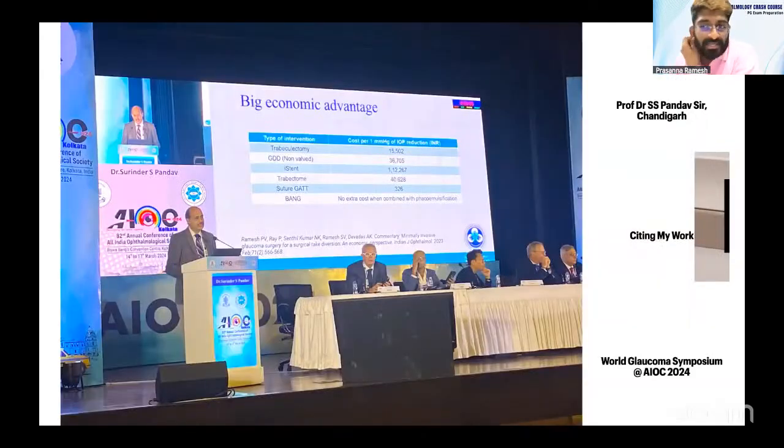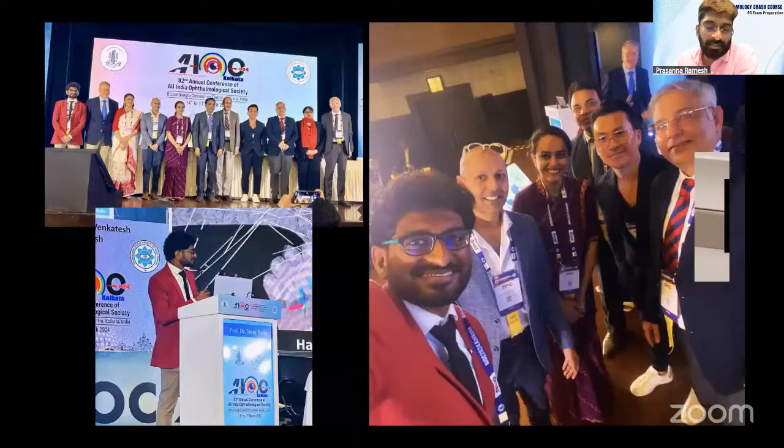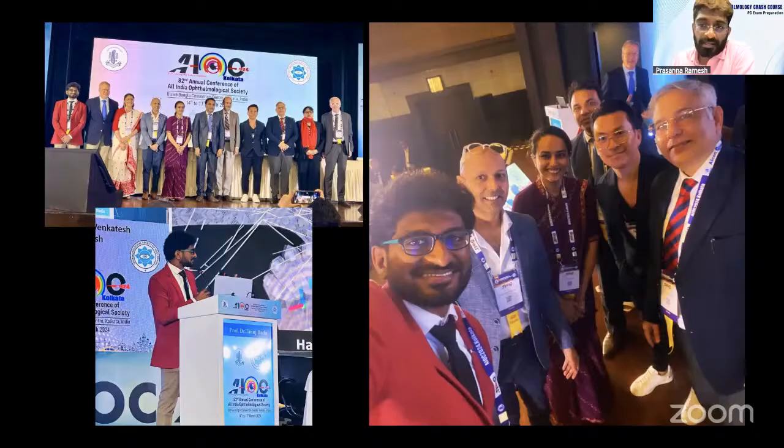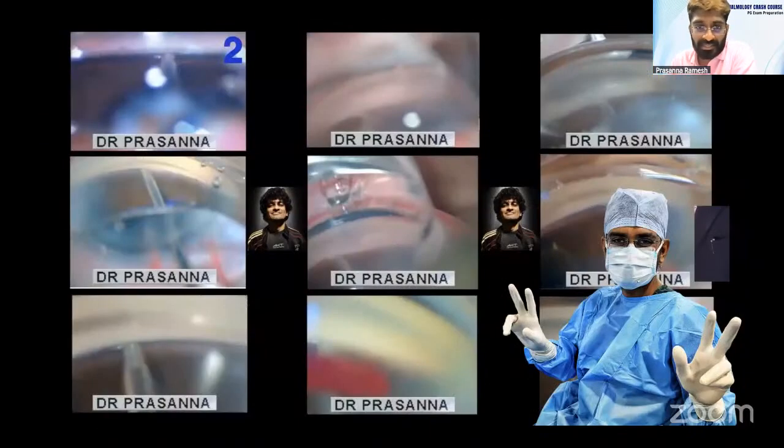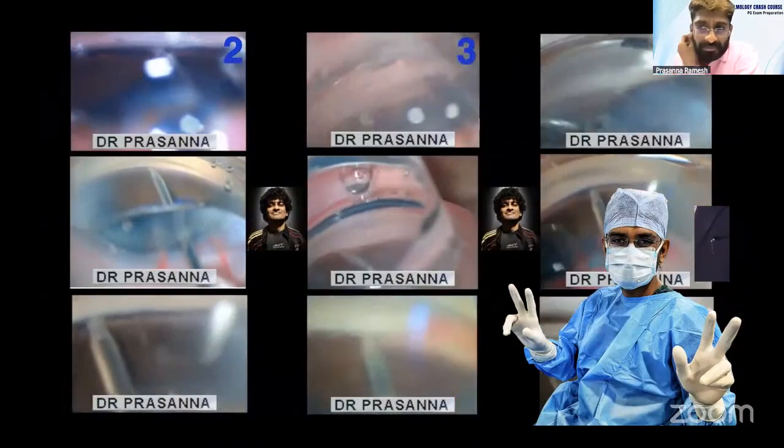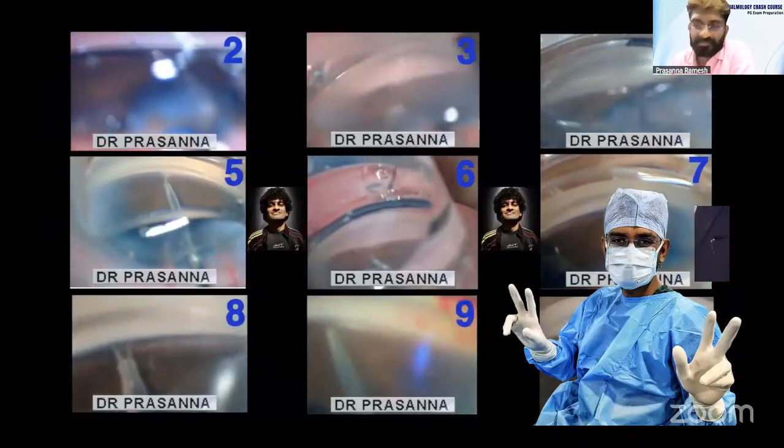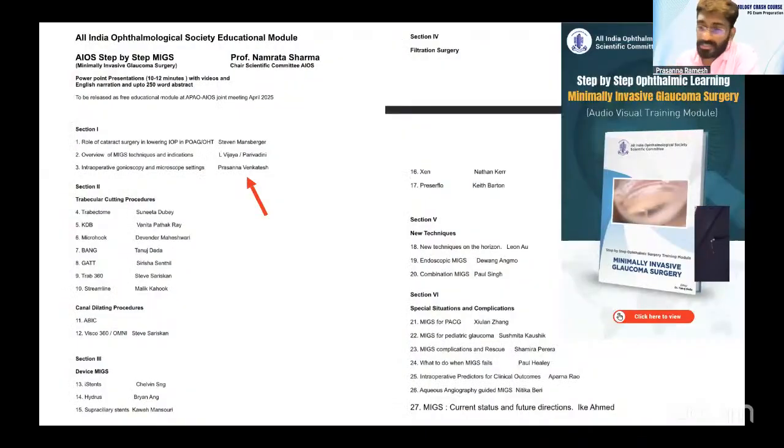And these are some of my other publications which are highly cited by stalwarts on the WGA podium, World Glaucoma podium. And these are some of my MIGS collaborators. I would like to acknowledge, especially Professor Dr. Tanuj Dada, sir, who has helped me a lot to grow in angle surgery, in academics, as well as in research in angle-based surgery. And I think if I am able to do it, any aspiring PG or glaucomatologist would be able to do it.